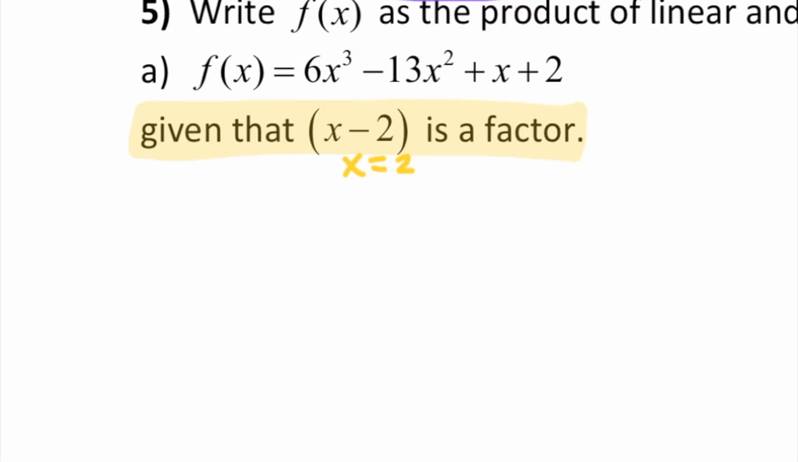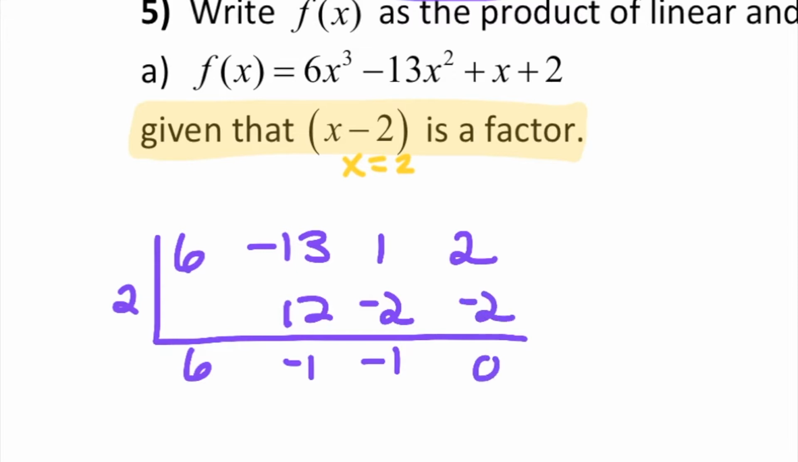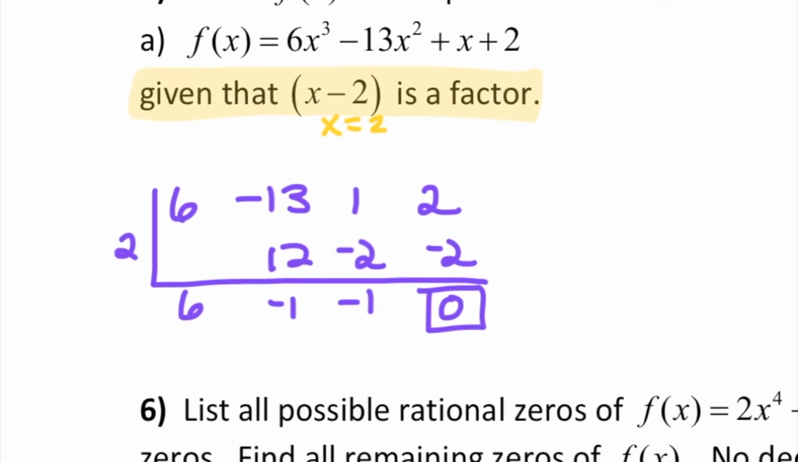So here I go. I'm going to use 6, -13, 1, and +2, and I'm dividing by 2. Bring down the 6. 6 times 2 is 12. -13 plus 12 is -1. -1 times 2 is -2. 1 plus -2 is -1. -1 times 2 is -2. That's what you wanted, so that you have that 0 there. And the quotient is 6x squared minus 1x minus 1, and you want to factor that.